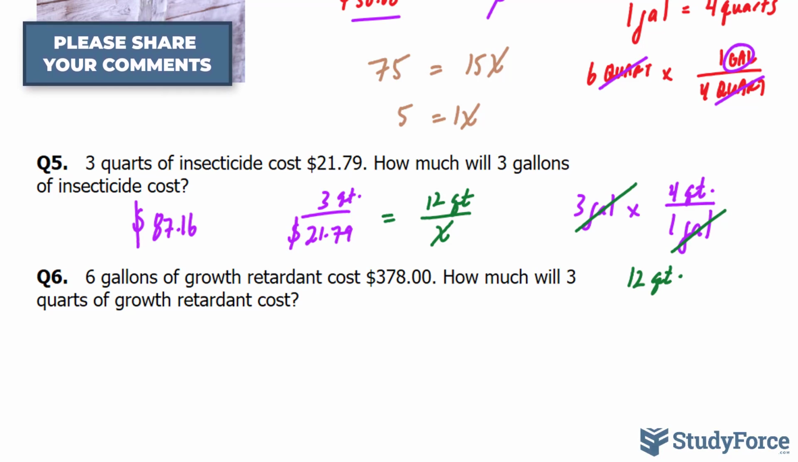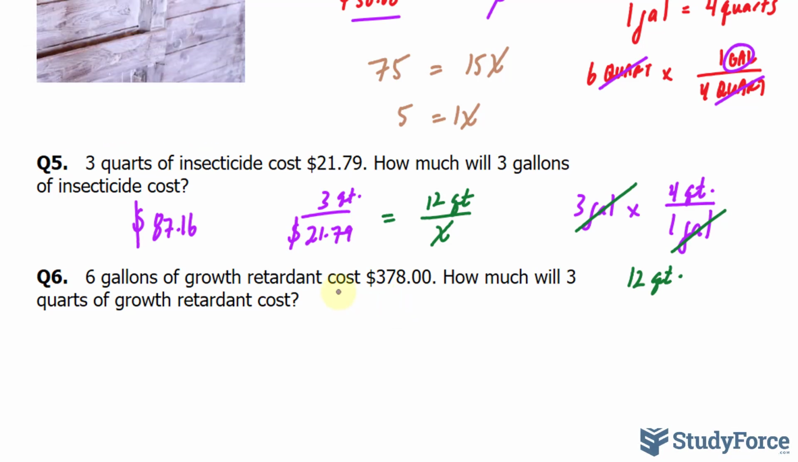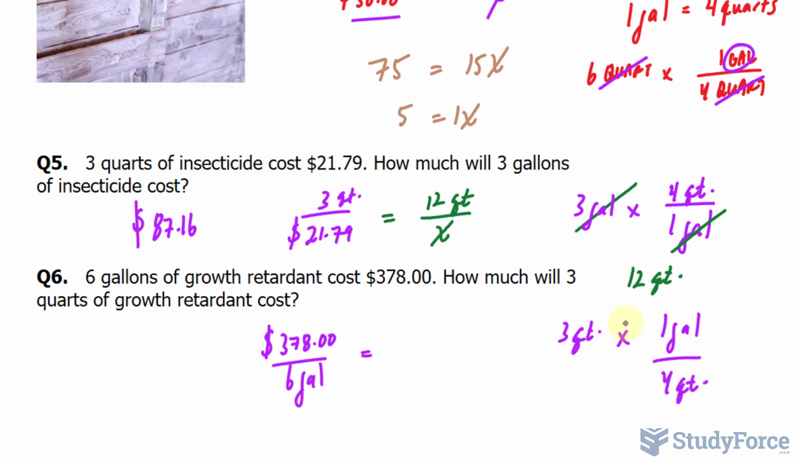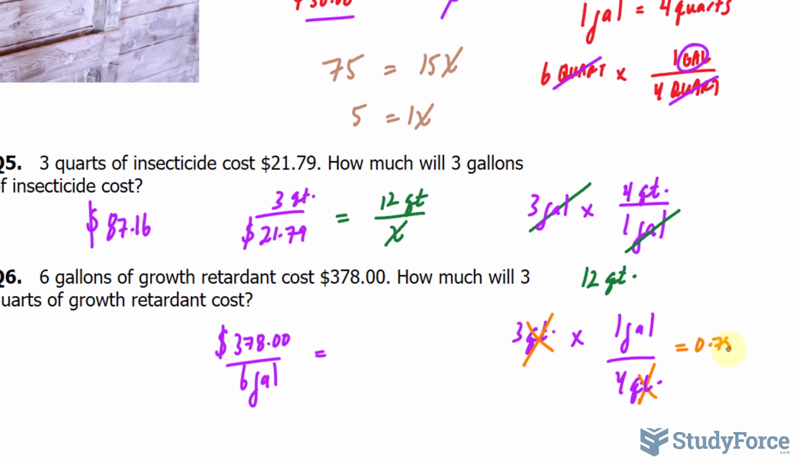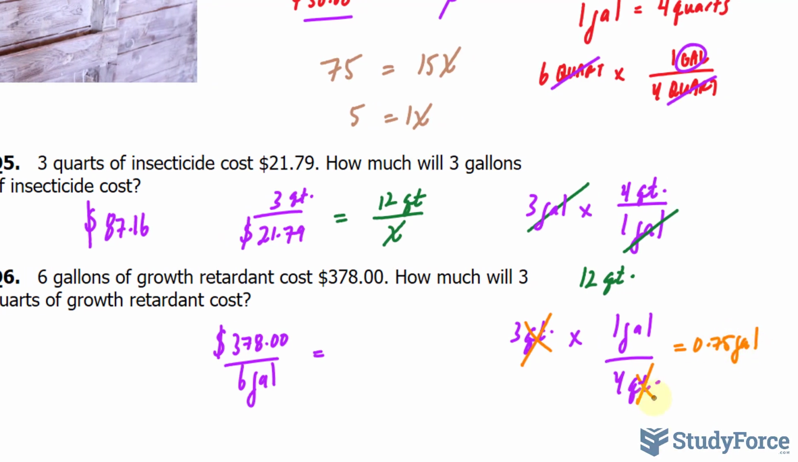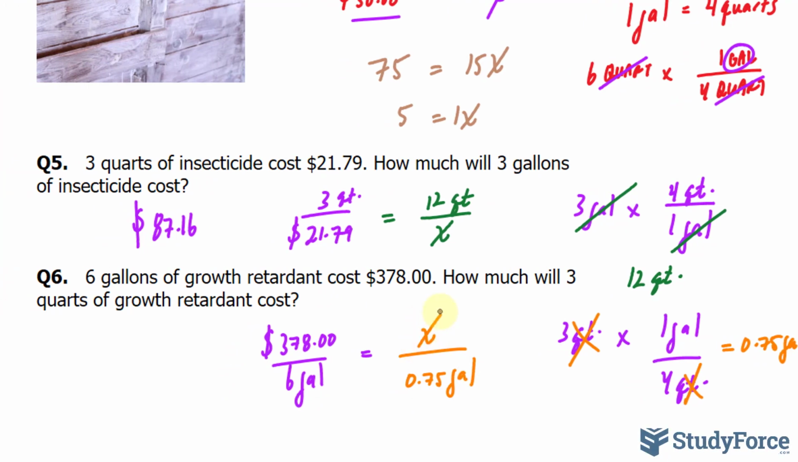How much will 3 quarts of growth retardant cost? Just to spice things up, this time I'll put the dollar amount at the top and at the bottom 6 gallons, just to show you that it doesn't matter. I'll change 3 quarts into gallons by multiplying this by 1 gallon at the top and 4 quarts at the bottom. That will ensure that the quarts unit cancels out, and we end up with 0.75 gallons. So we're looking for the cost of 0.75 gallons. I'll place that number this time underneath because it has to match x.